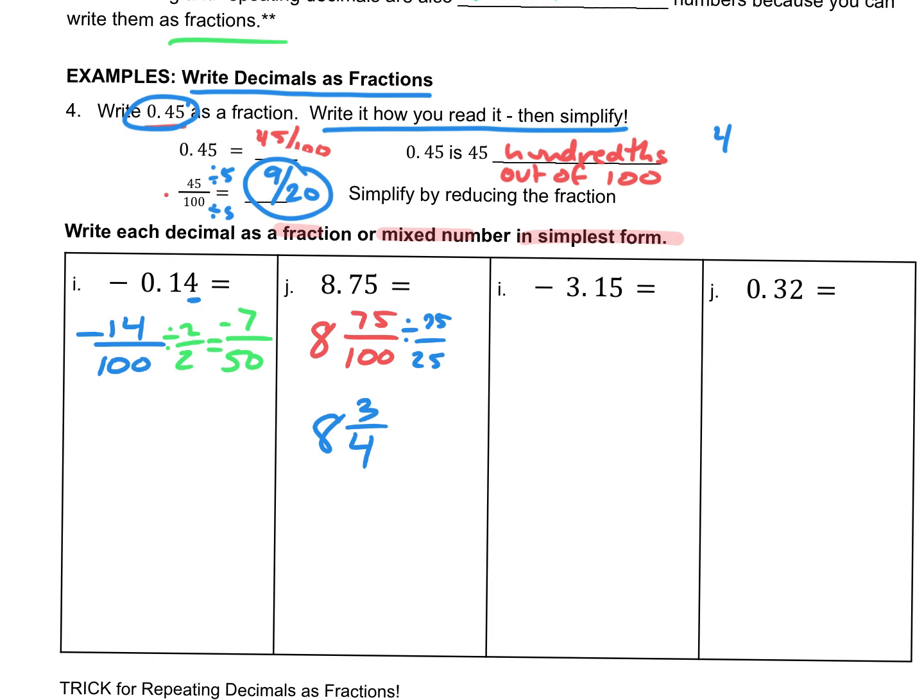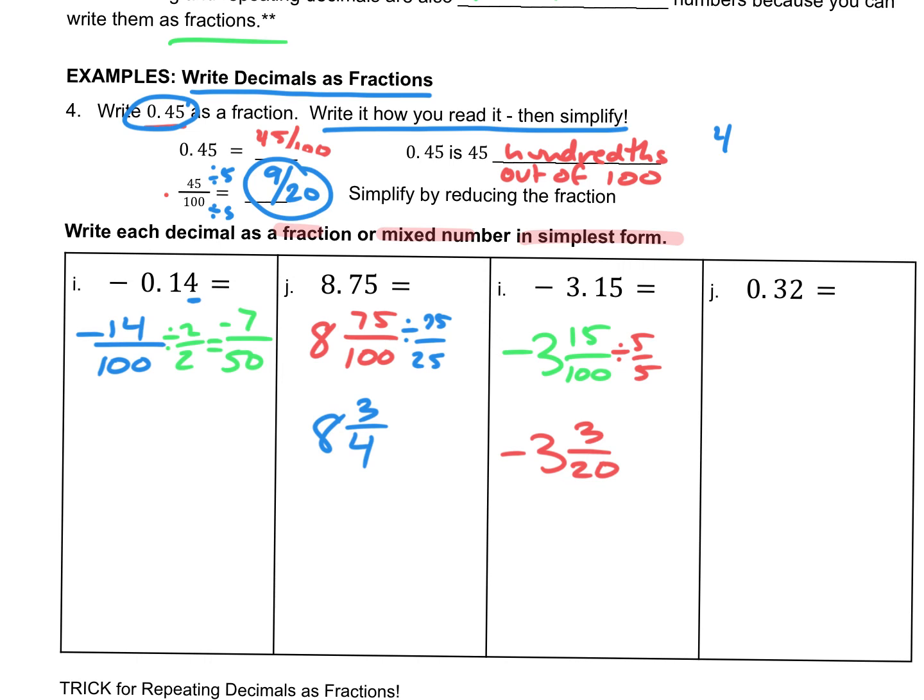Negative 3 and 15 hundredths. Just read it and then write it in the opposite form. These are the easiest for me because I can read and write what I'm saying. Here they share a factor of 5. So this is negative 3 and 3/20. I think. Correct me if I'm wrong.